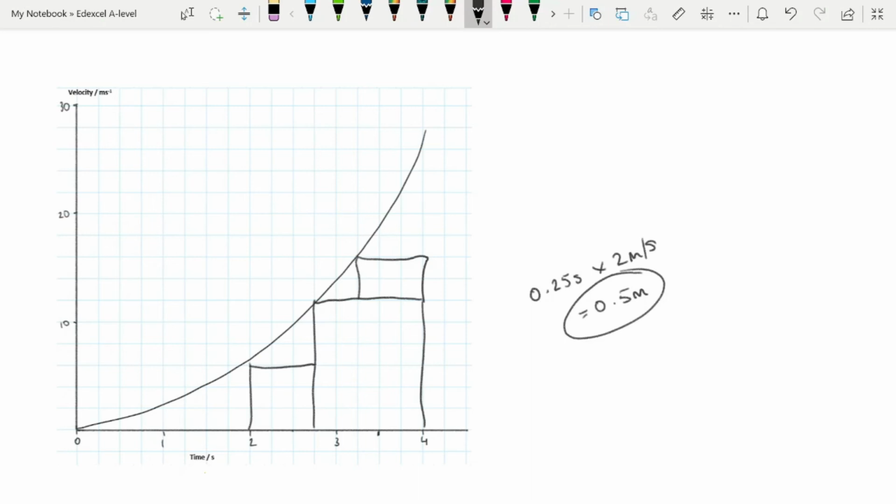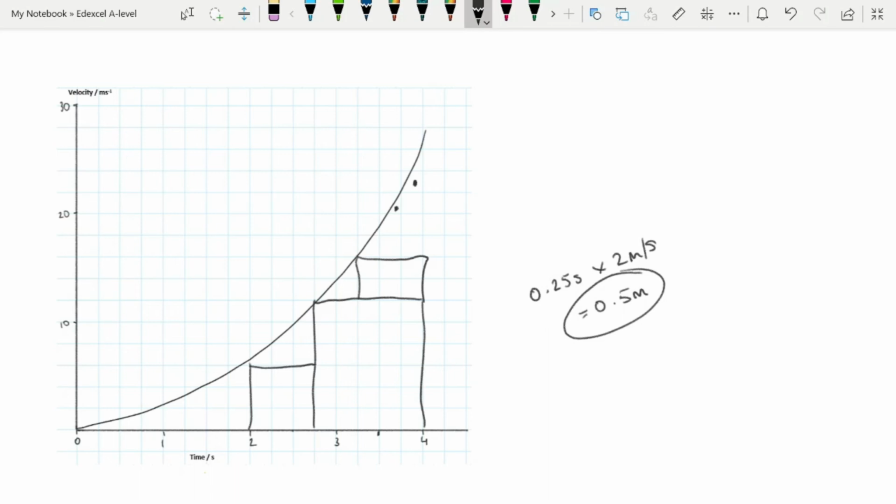Now, with half squares, what you try and do is you would say, okay, that plus that is 1 square. So you have to sort of balance the squares that are cut off with a small bit with the squares that are cut off a big bit and count them as 1 square. All questions will say, estimate the displacement of the object traveling under this motion.